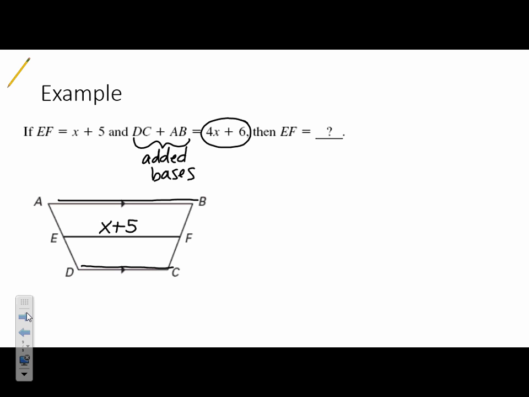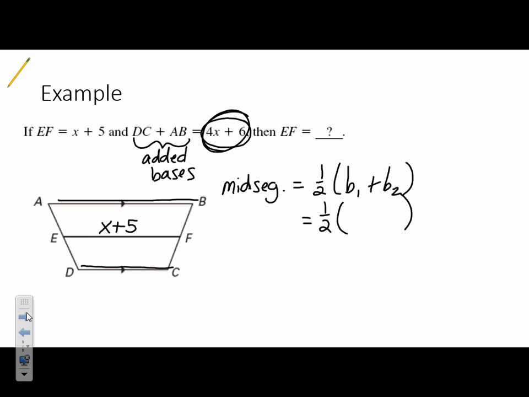Well, let's think about what our midsegment formula says. Midsegment is 1/2 bases added together. 1/2, what are the bases added together? They gave us that. It's right here, 4x plus 6. What's the midsegment? Well, that's labeled with an expression as well. So we'll put x plus 5 on there, because that is the midsegment's label according to our picture.